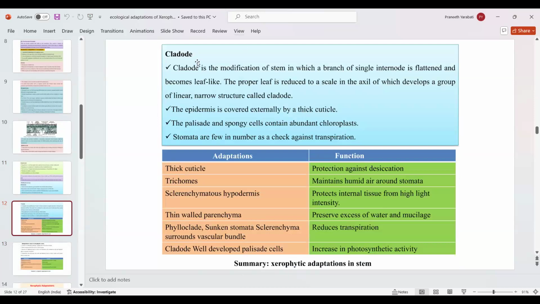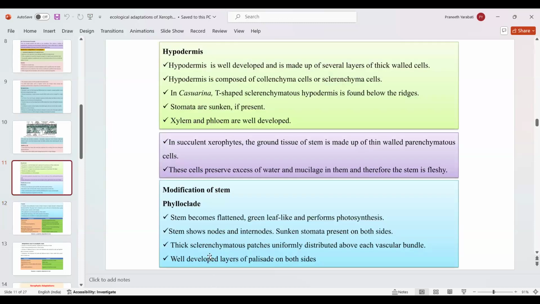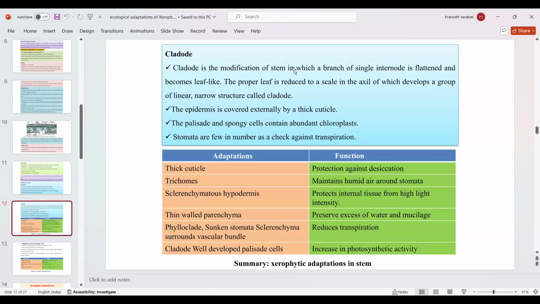So another term is the cladode. A cladode is a modification of the stem in which a branch of a single internode is flattened and becomes leaf-like. So the main difference between phylloclade and cladode: phylloclade means the stem is modified into a leaf-like structure, whereas cladode is a modification in which only a branch of a single internode is flattened and becomes leaf-like. The proper leaf is reduced to a scale, in the axils of which develop groups of linear narrow structures called cladodes.